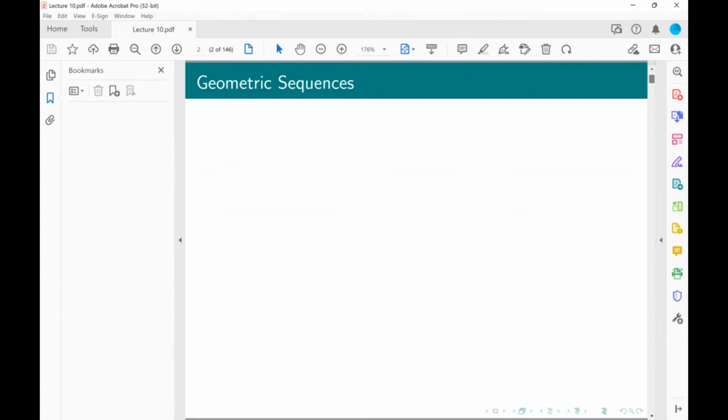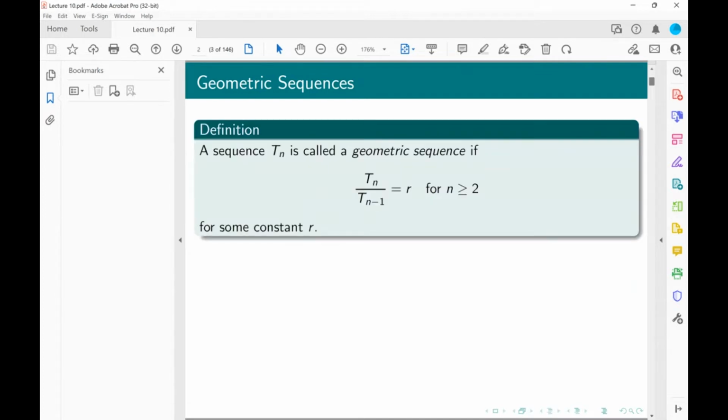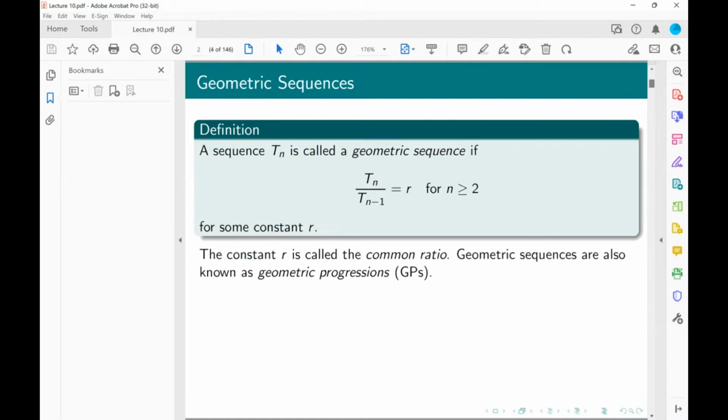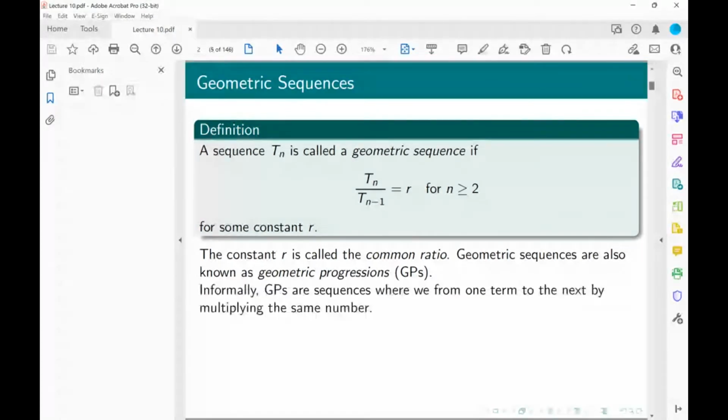Geometric sequences. So what is this all about? Similar to arithmetic sequences, which had a common difference, we say that a sequence is geometric, a GP, if the ratio between successive terms is a common constant. So we would say that tn on tn minus 1 is some constant r, where this is the common ratio as opposed to the common difference. These things are called geometric sequences. To get from one term to the next, we simply multiply by this value r. So each term is r times the previous value.